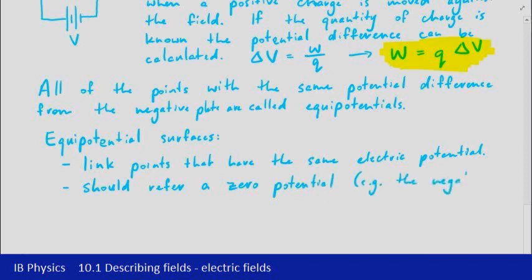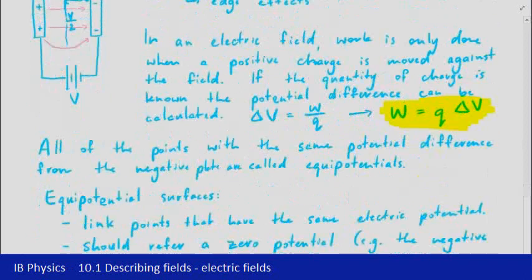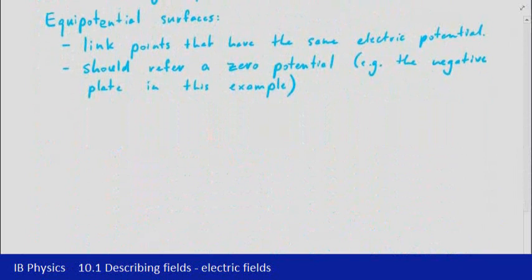So when we're dealing with potential surfaces, we can only really talk about them in the context of having a zero potential. In other examples, that zero potential will change. In fact, in this scenario, instead of using the negative plate as the zero potential, we could use the positive plate as the zero potential, which would mean that the negative plate would then be a negative potential. We can talk about that more in class. But ultimately we need to make sure we have a reference point that is at a zero potential.